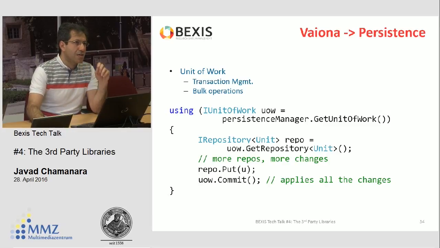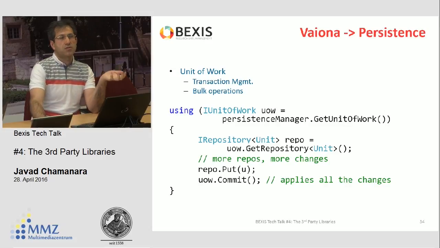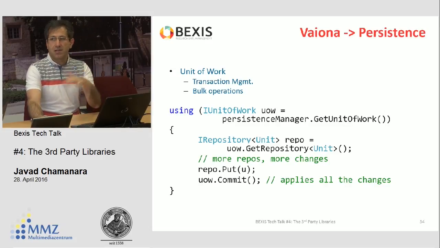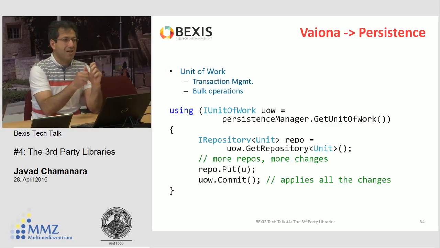And then to do the actual work, you need this concept of repositories. So repositories are the vehicles to fetch data from the database, to change data, and also to register data for later committing. Repositories don't commit by themselves. They just keep track of the changes and introduce those changes to their associated unit of work.